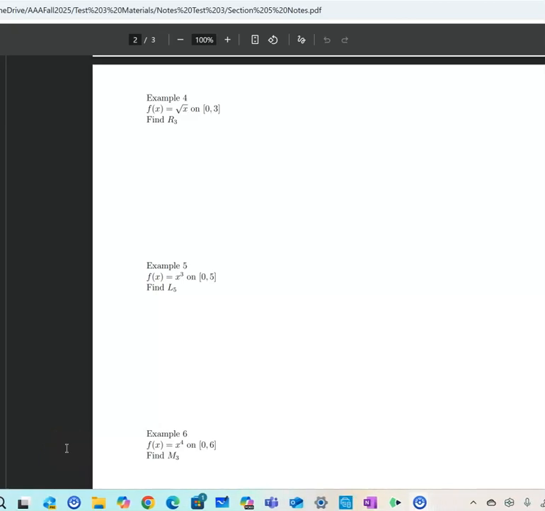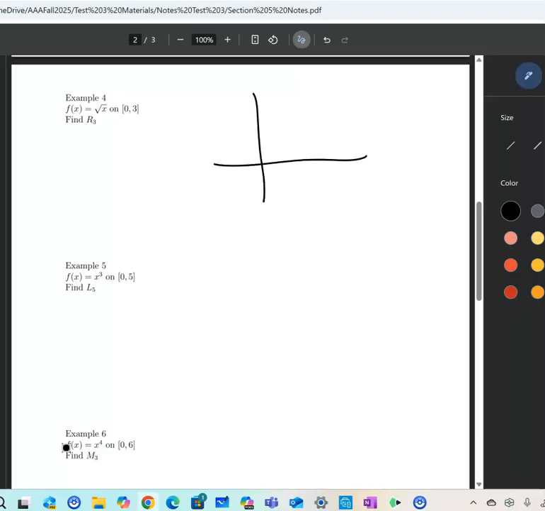Let's do some more. Here I'm just going to draw the picture of root x, and we're looking between 0 and 3. This R sub 3 means n is equal to 3, and I'm using right-hand endpoints. So I want to find out what the delta x is. Delta x is 3 minus 0 over 3, so each rectangle is of width 1.